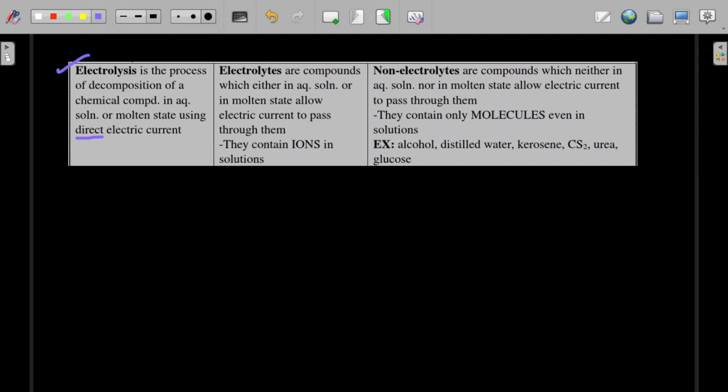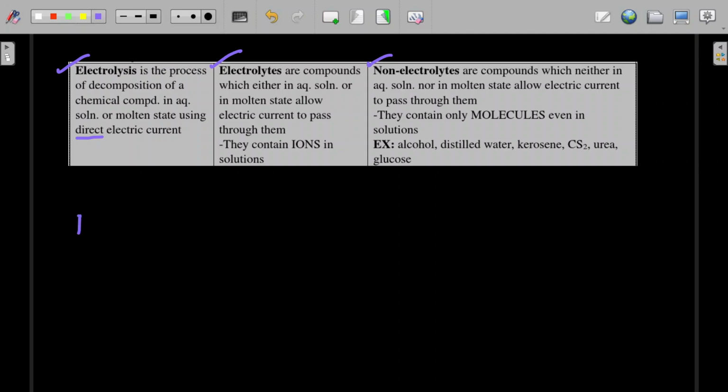Okay. Then these substances which conduct electricity in aqueous solution or molten state, we call them as electrolytes. And if they do not conduct electricity in any state, like even if you take them in aqueous or molten state or liquid state, if they don't conduct electricity, we call them as non-electrolytes. Okay.